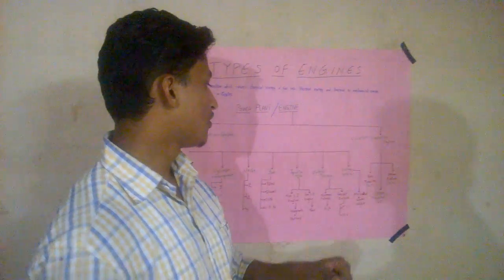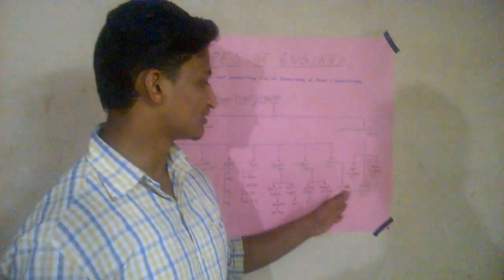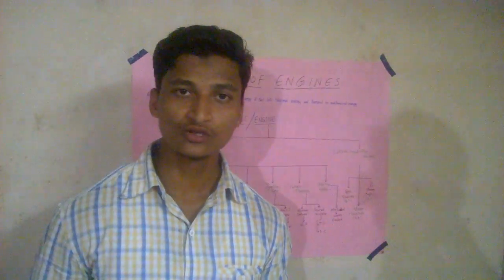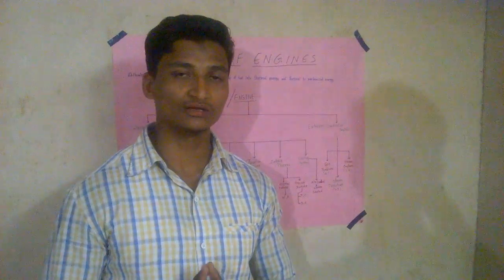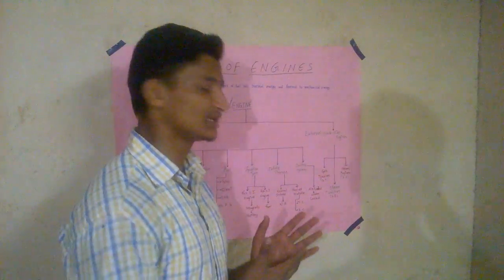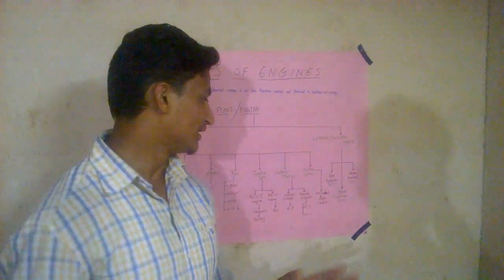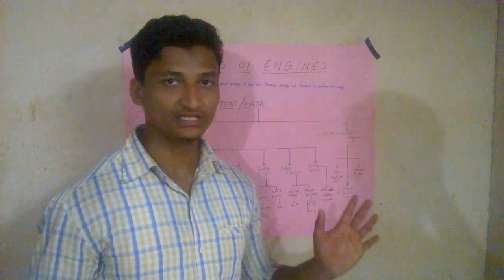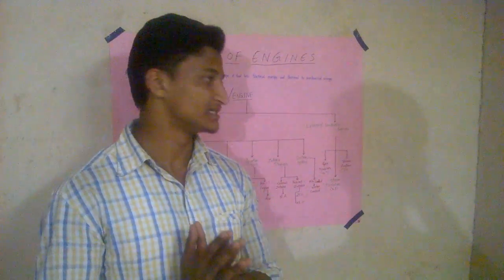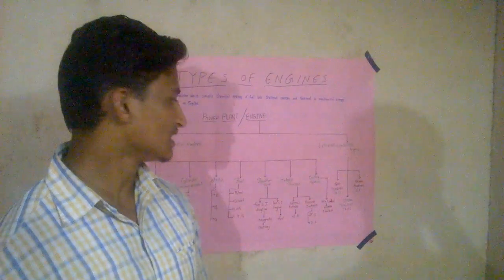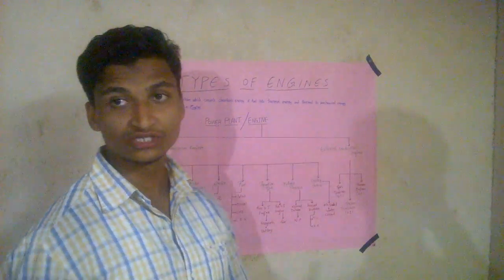Next we have the cooling system. According to the cooling system, we have two kinds of engines. One is air-cooled engines, which we can observe in bikes. Next we have water-cooled engines, which we can find in heavy trucks, buses, cars, and so on. Next, let's move on to the external combustion engine.